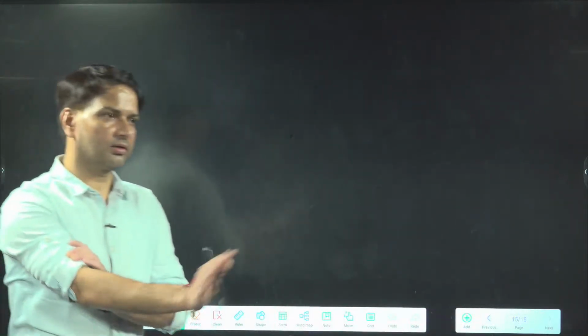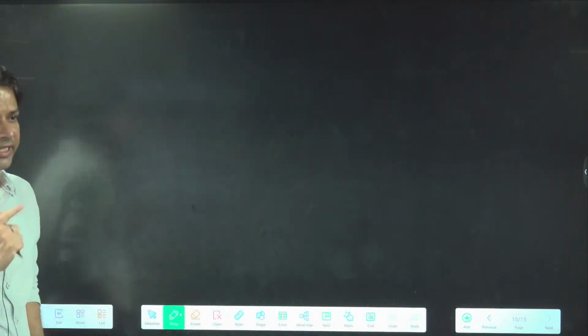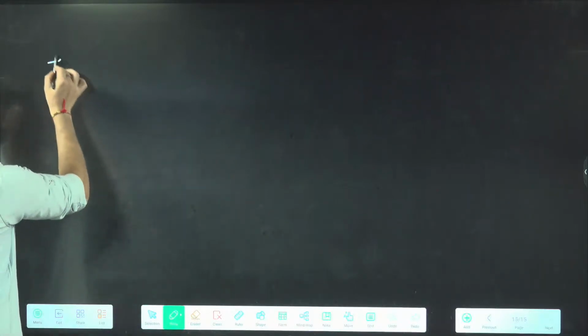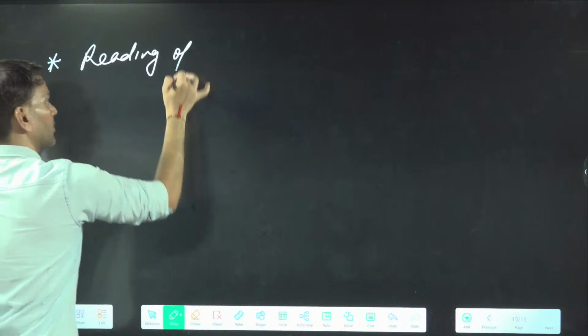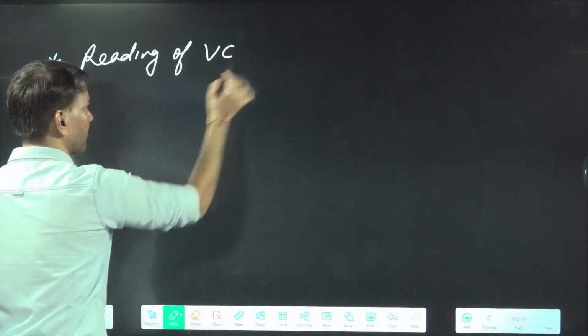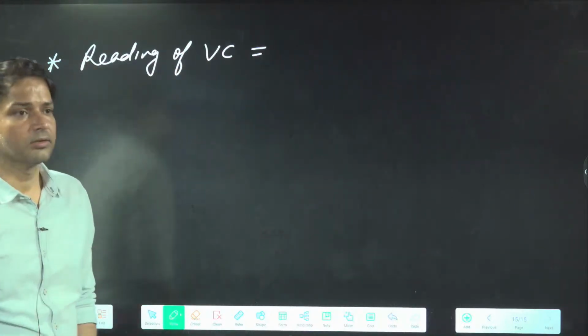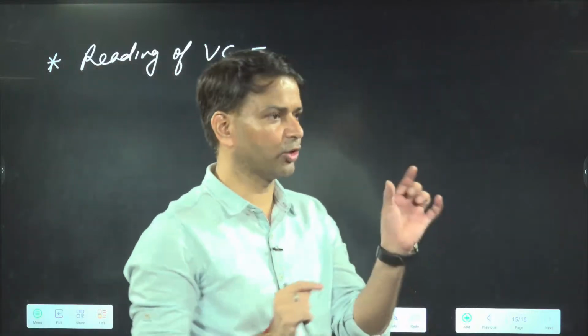Now zero error is completed. Suppose my instrument has a zero error, either a positive error or a negative error, then we will measure any length. So we will put the object between the jaws of the vernier calipers. Okay. Reading, how will you measure? So the reading of the vernier calipers. Okay. So reading means what will happen when you put some object.